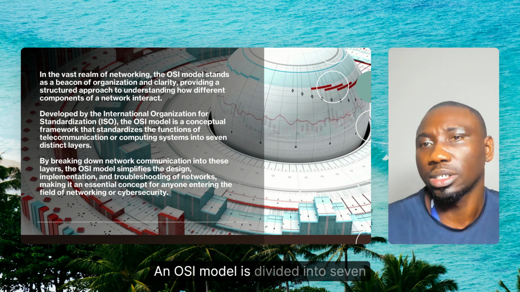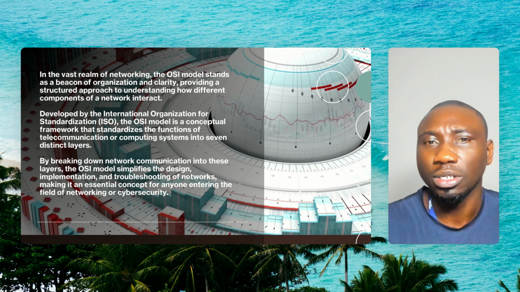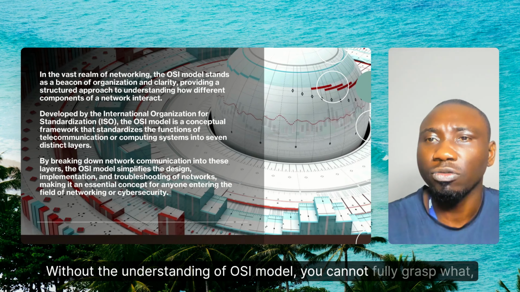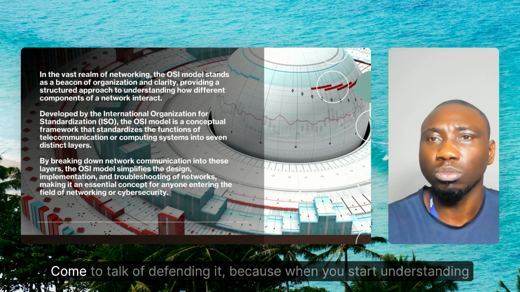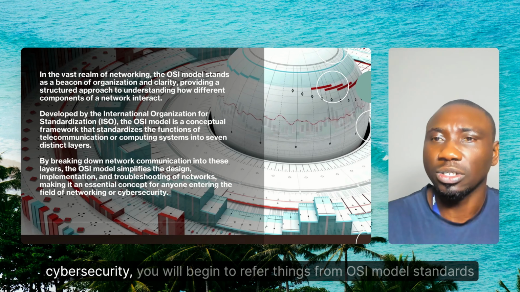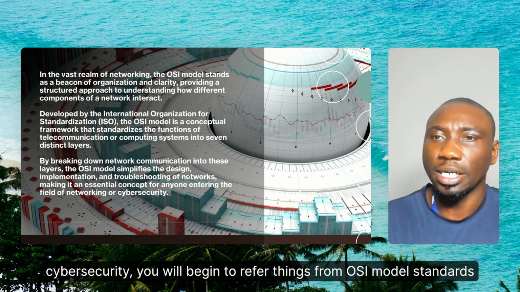That is what the OSI model is all about. The OSI model is divided into seven layers. We have layer one, layer two, up to layer seven. Without an understanding of the OSI model, you cannot fully grasp what technology is all about. When it comes to defending it, when you start understanding cybersecurity, you will begin to refer to things from the OSI model standard.